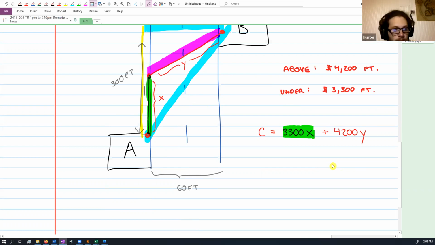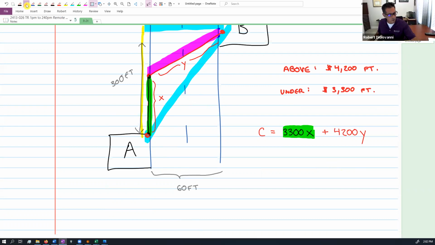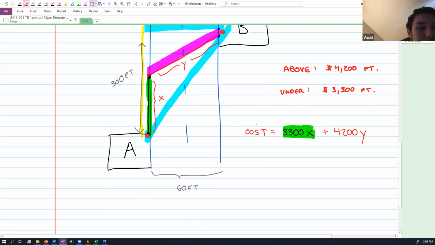I have a question. Yes. What is C? Cost. Oh, okay. I just made that up, yeah, cost. I can just say it here, cost. So in order to know what the cost is for doing this, I need to take 3,300X plus 4,200Y.